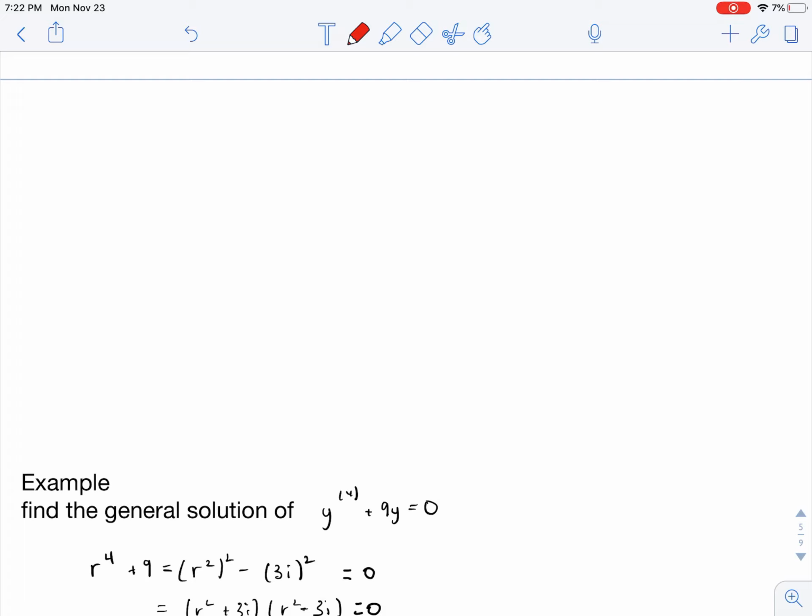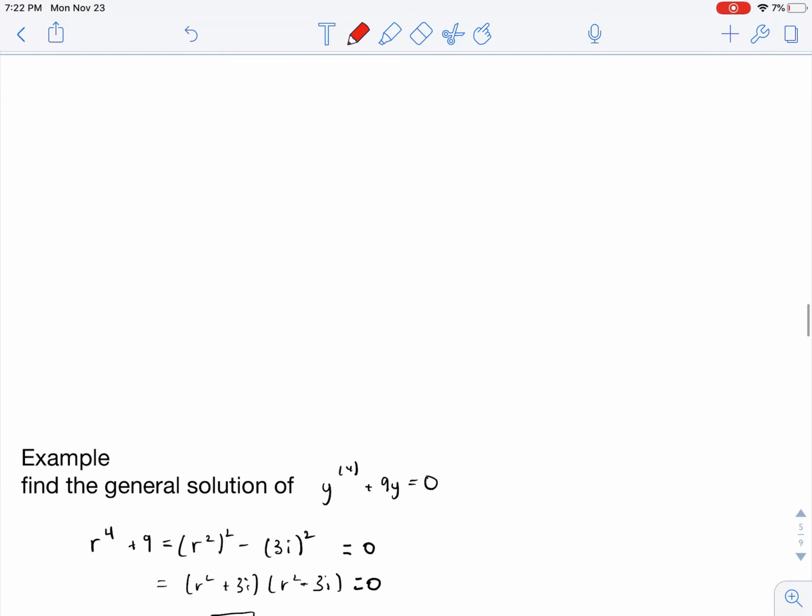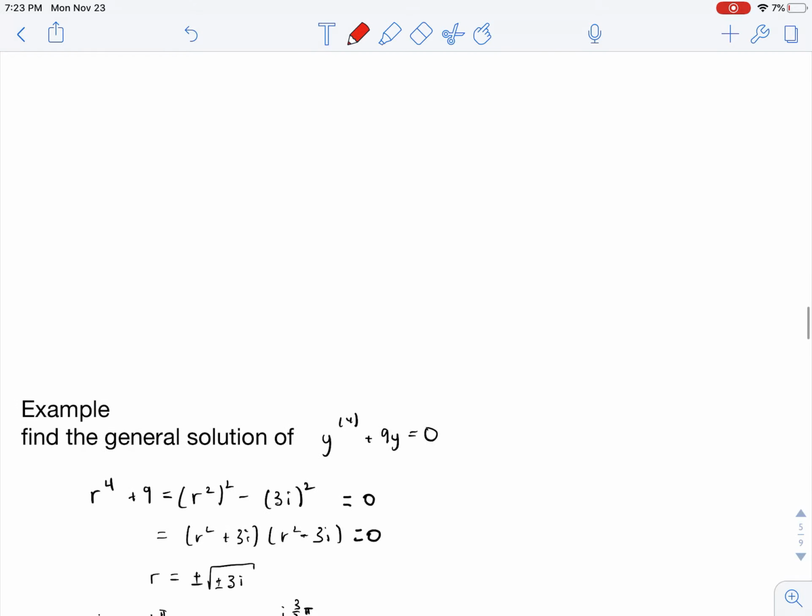So again, we will be substituting in r for y in this case. So r to the 4 plus 9 is equal to r squared squared minus 3i squared is equal to 0. Now if you notice, this is actually taking the form of the difference of squares. So we're going to split that up, and it's going to be the quantity r squared plus 3i times the quantity r squared minus 3i. Doing some basic algebra, we find that r is equal to plus or minus the square root of plus or minus 3i.